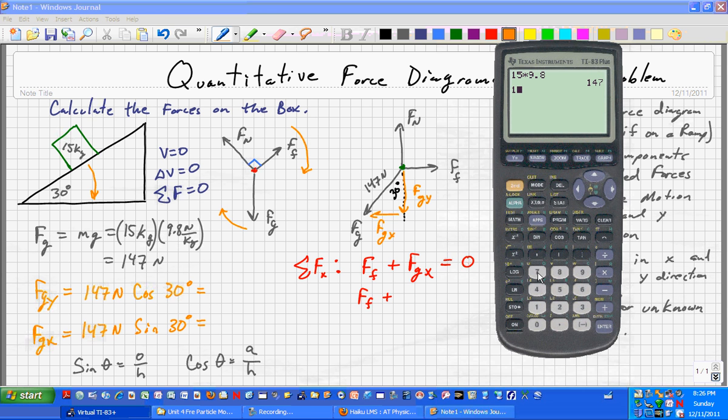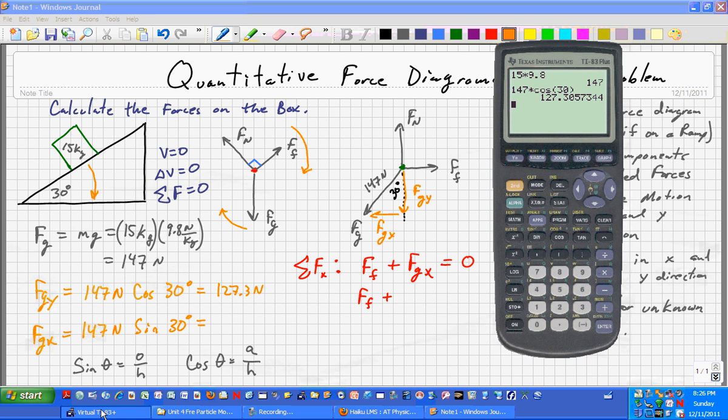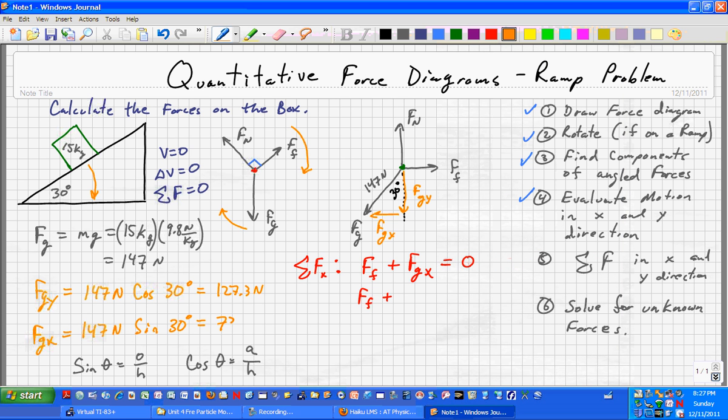So 147 times cosine 30 degrees is going to be equal to 127.3 newtons. And then the other component, 147 times sine 30 degrees, is 73.5 newtons.